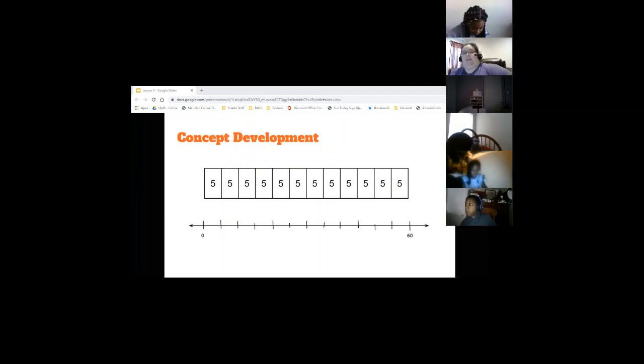And then we're going to label each of the tick marks in between our 0 and 60. We're going to skip count by 5. So from here to here, it's going to be 5, 10, 15, 20, 25, 30, 35, 40, 45, 50, and 55. And then that lines up with 60. Okay.